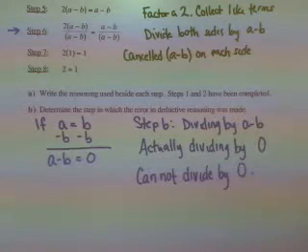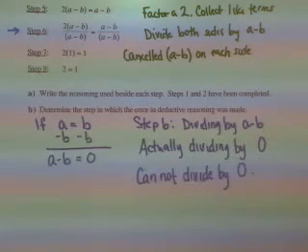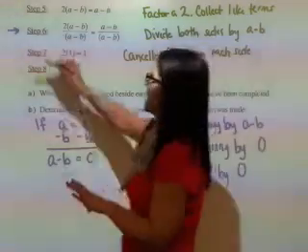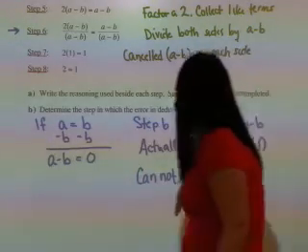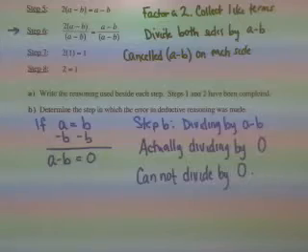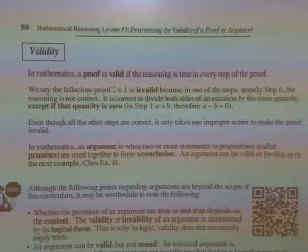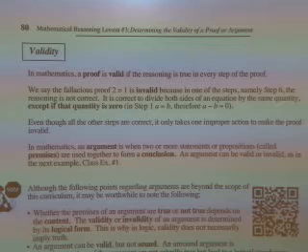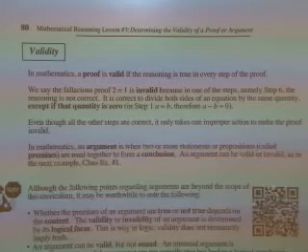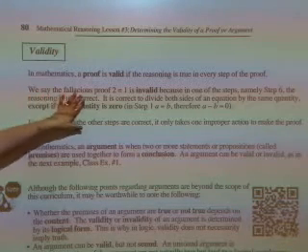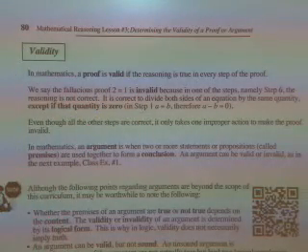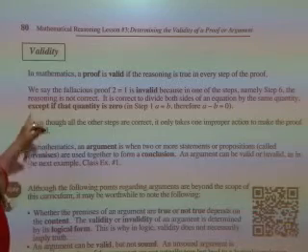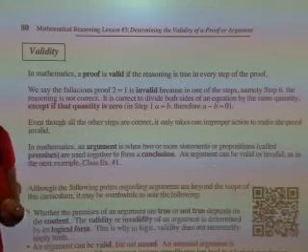There's the error. I did something I'm not allowed to do. I cannot divide by 0. So anything after step 6 is no longer applicable because I can't proceed. In mathematics, a proof is valid if the reasoning is true in every step of the proof. This fallacious proof of 2 equals 1 is invalid because in one of the steps, the reasoning was not correct. The step being that I cannot divide both sides by 0.